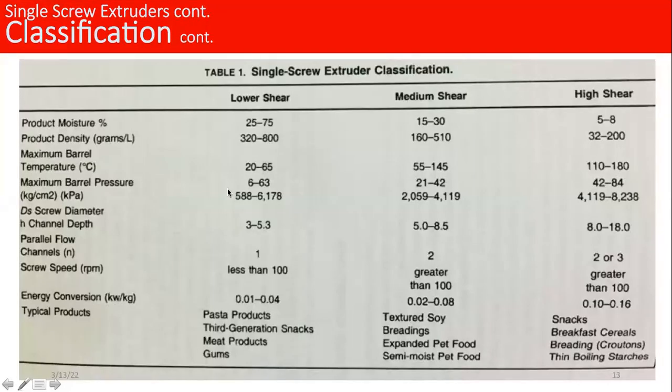And further, we can classify product moisture content. If it is a high shear extruder, like a collet extruder, we have to use low moisture content, right? For low shear, like for pasta, the moisture is high. And all these parameters you can see here. What happened to the channel depth, right? Channel depth.